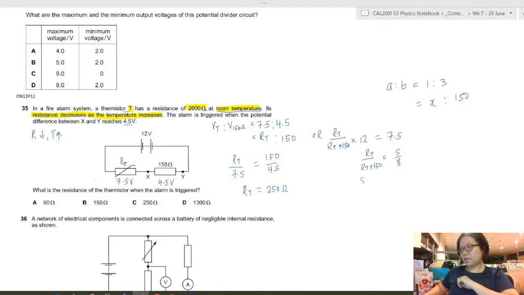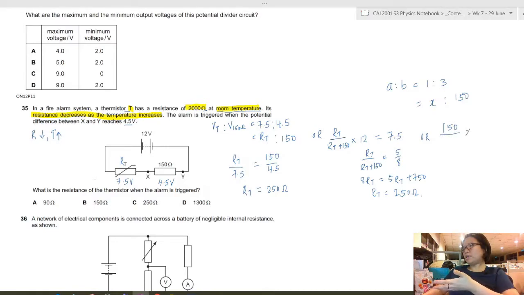Cross multiply, 8 RT would be equal to... no, wait, what 3 RT? 5 RT plus 750. So from here, RT would be 750 divided by 3. That would be 250 ohm. This one also can. If you ask me, I see more than one method that someone else might do this. I won't do so many methods, moving on. I'm just showing you.